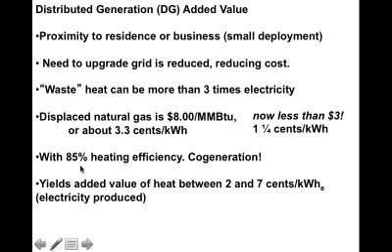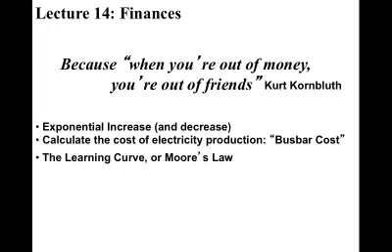And so you might be able to heat water or your buildings with about 85% efficiency with this waste heat, and the cogeneration will bring you an added value of 2 to 7 cents per kilowatt hour electricity produced. This would essentially reduce the cost of electricity because you're getting that free co-product of heat. So hopefully we understand the exponential nature of finances and how we can represent them with a semi-log graph, how to calculate the cost of electricity production in busbar cost, and how technologies become cheaper as we get more practiced at producing them.